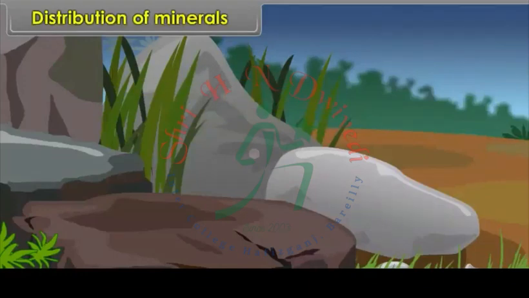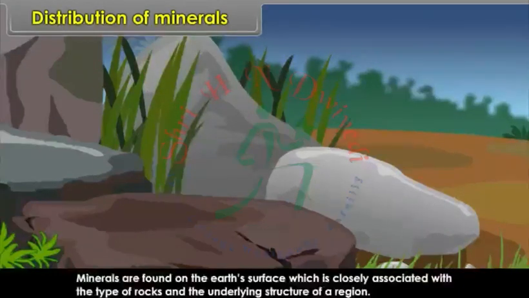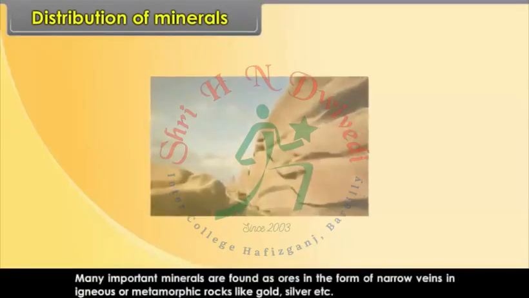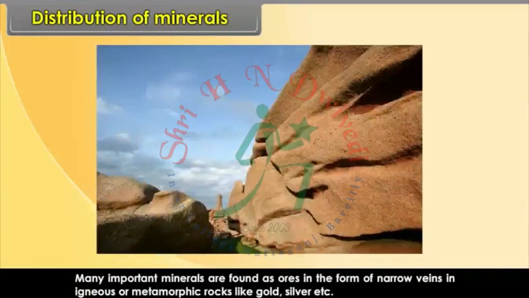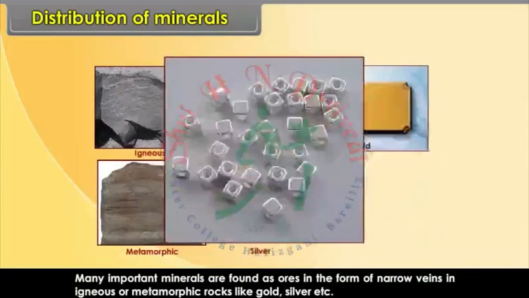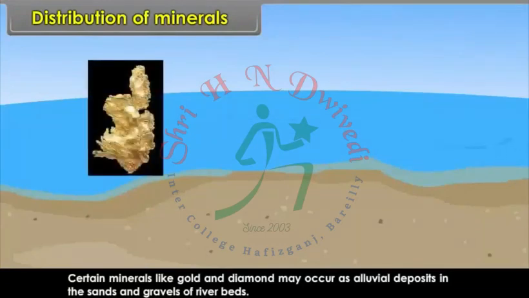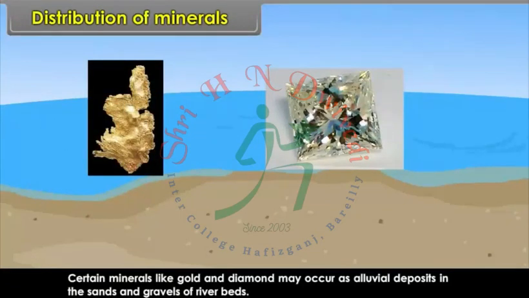Distribution of minerals. Do you know where these minerals are found? Minerals are found on the earth's surface, which is closely associated with the type of rocks and the underlying structure of a region. Many important minerals are found as ores in the form of narrow veins in igneous or metamorphic rocks, like gold, silver, etc. Certain minerals like gold and diamond may occur as alluvial deposits in the sands and gravels of river beds.